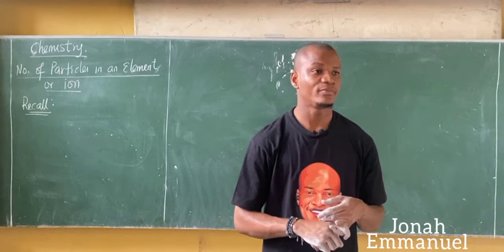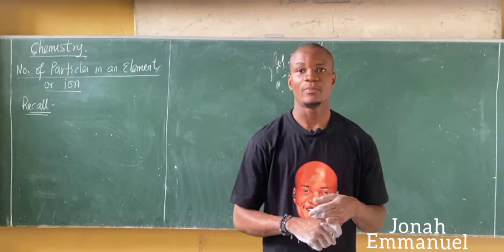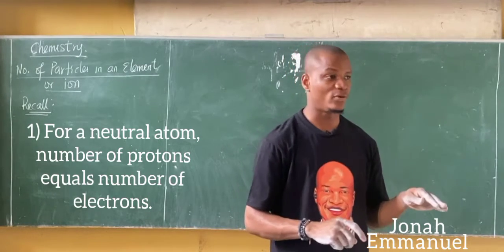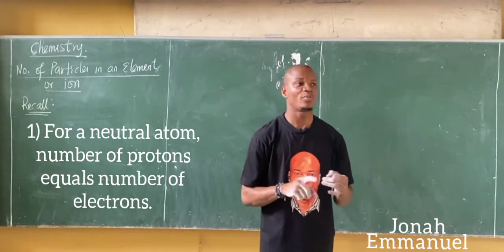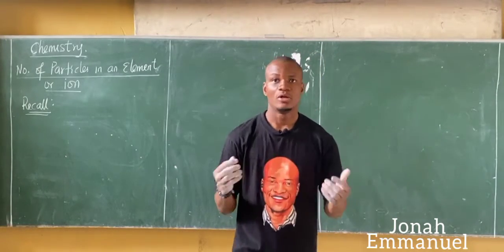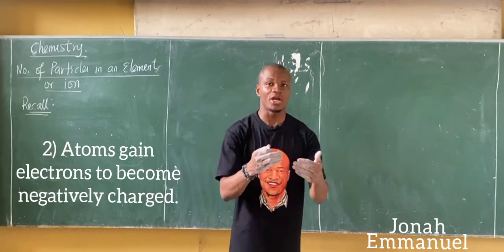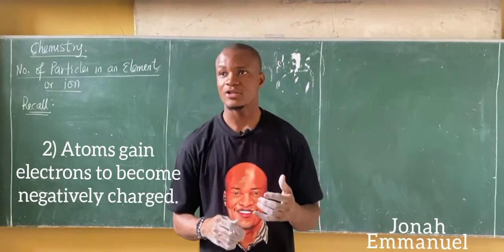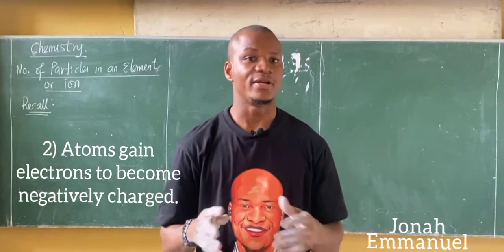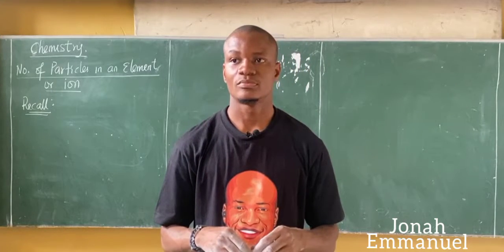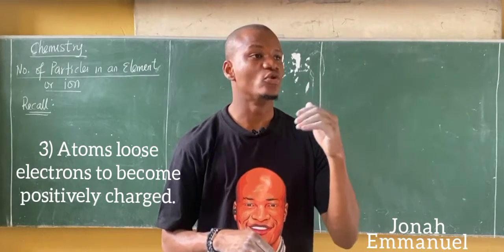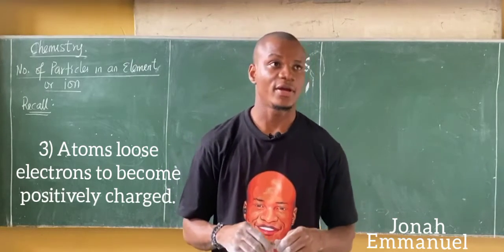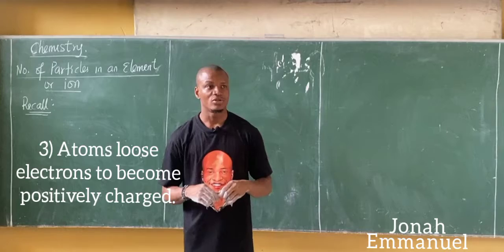Number one, for a neutral atom, the number of protons is equal to the number of electrons. Number two, atoms gain electrons to become negatively charged. Number three, atoms lose electrons to become positively charged.